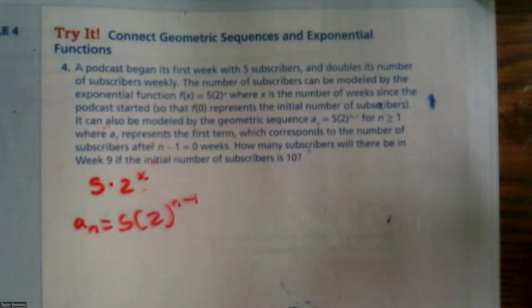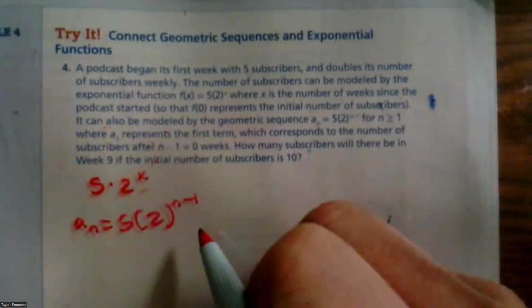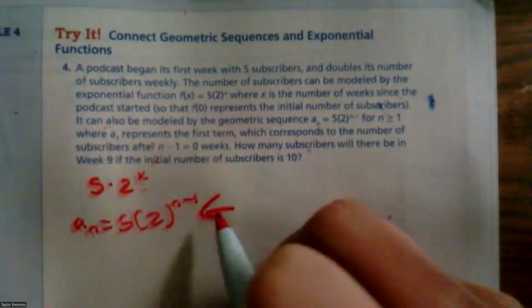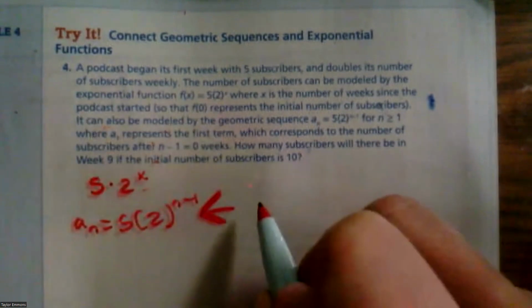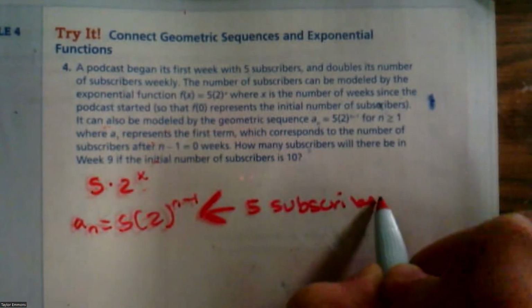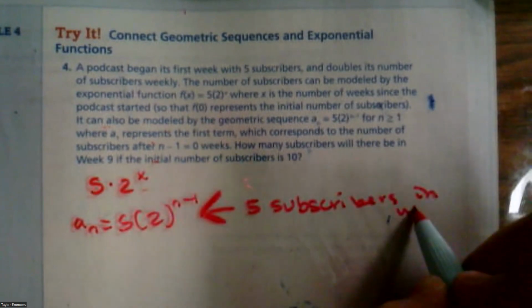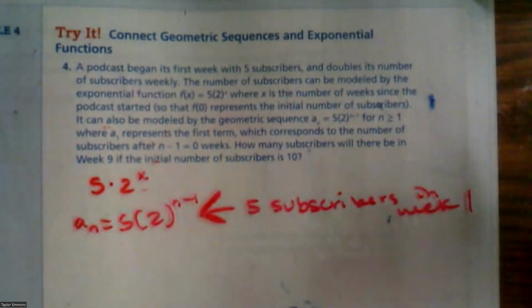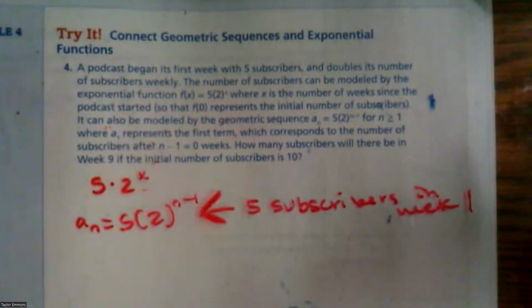So the first week we should have 5, right? Okay, so when we plug in n equals 1, we would use this equation to represent the 5 subscribers in week 1. Okay, the rest of this is describing the rest of the weeks.